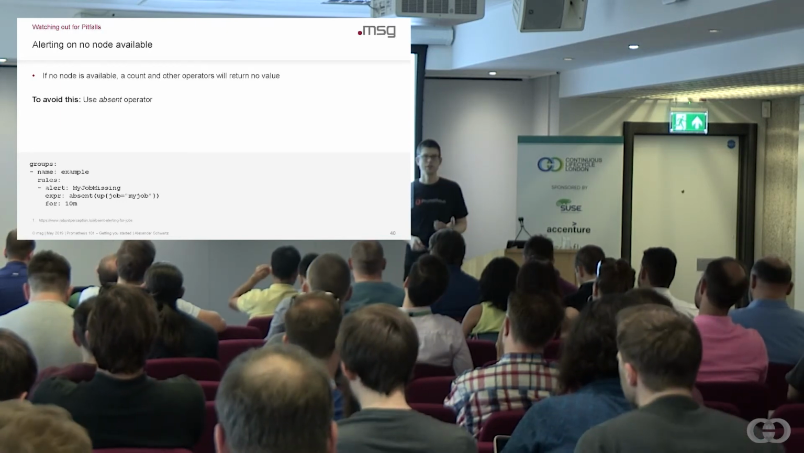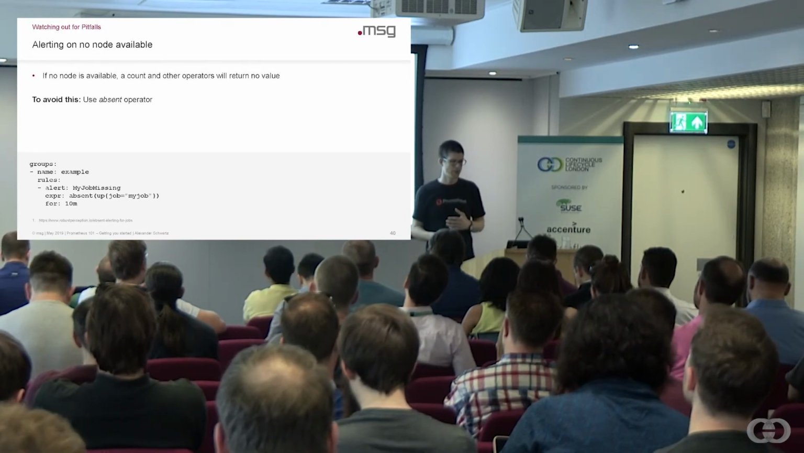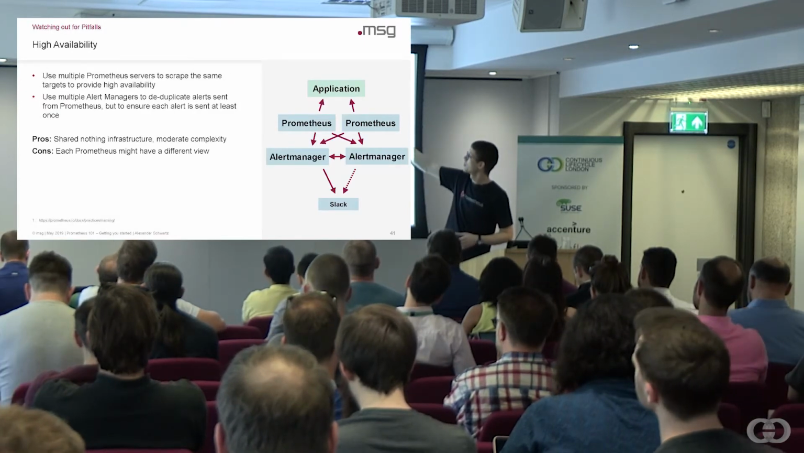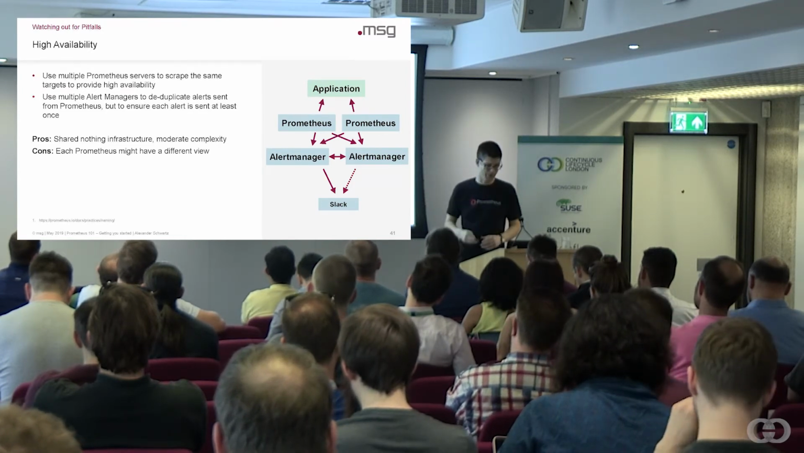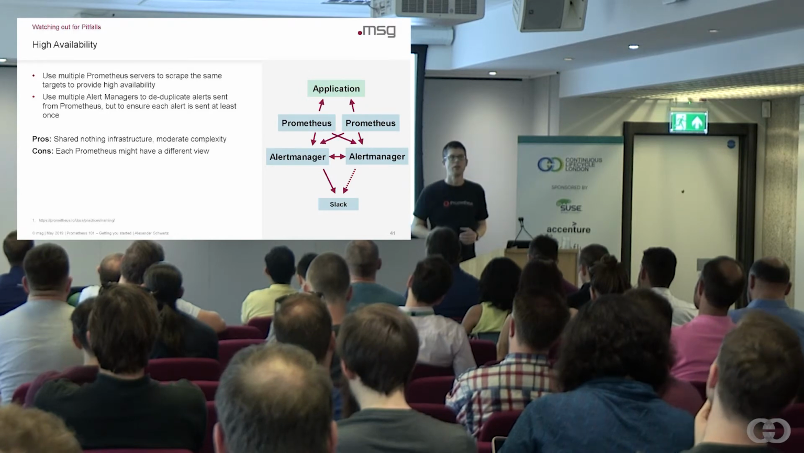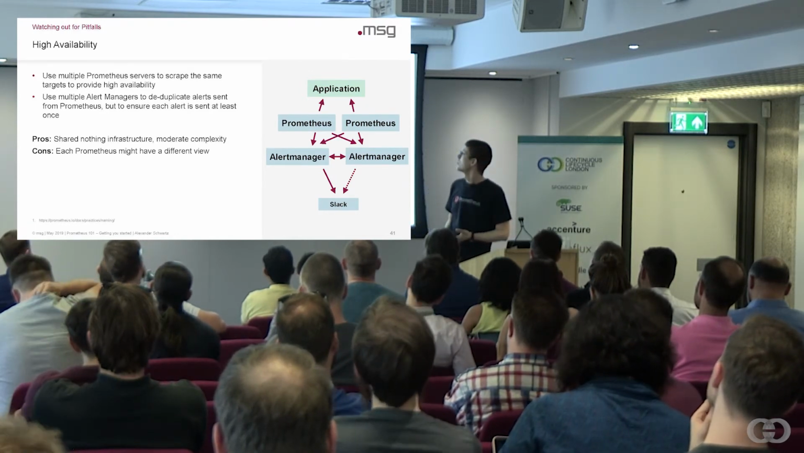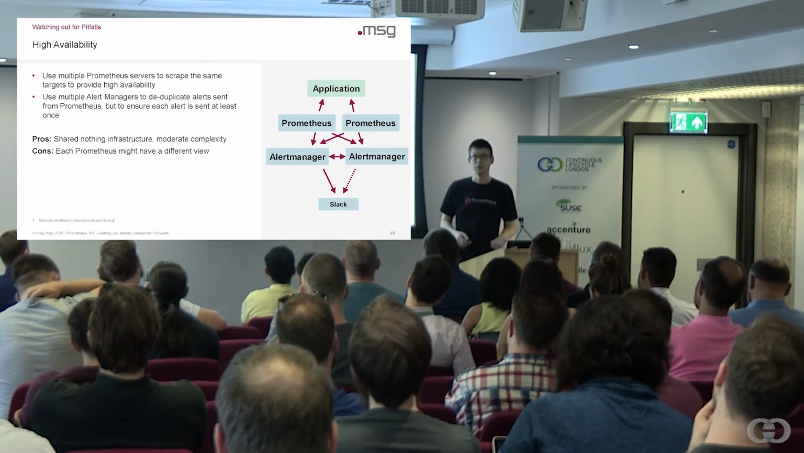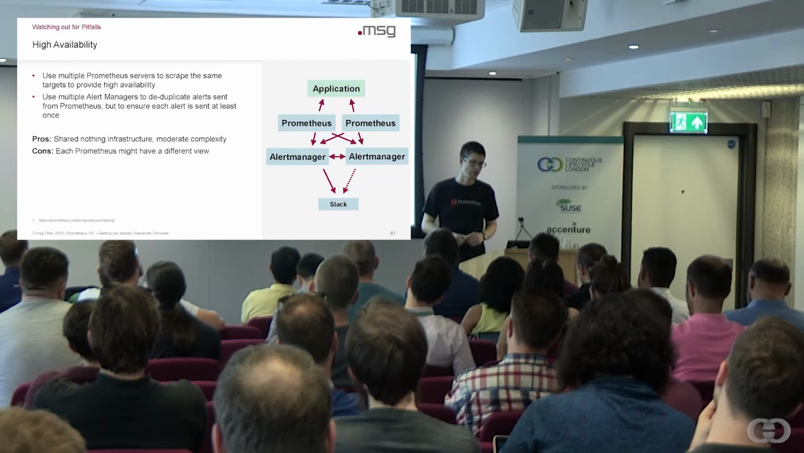High availability, as I said, you will have the idea behind that. You have first one string being the application being scraped by one Prometheus. You have one alert manager sending out information to Slack. And to do this in a high availability setup, you add another Prometheus and another alert manager, and you're then in a highly available setup.